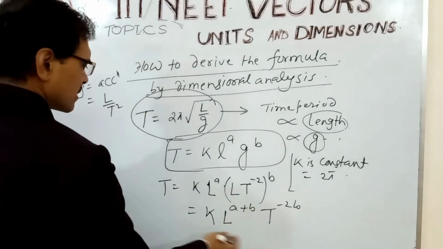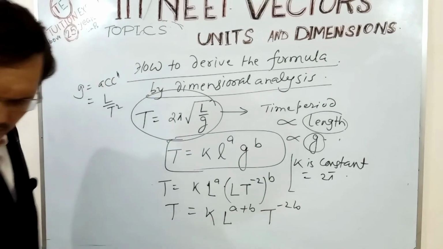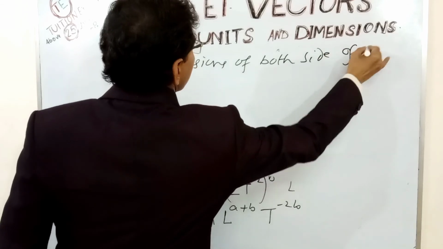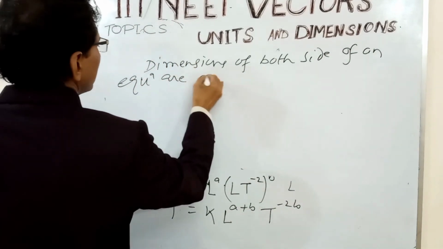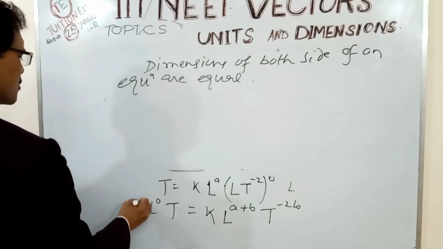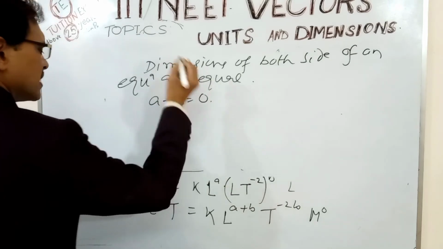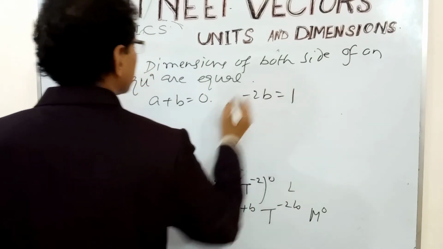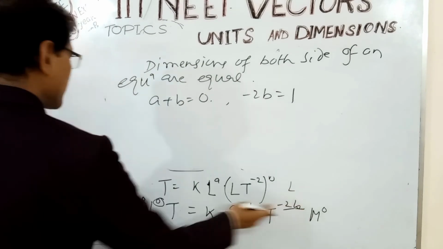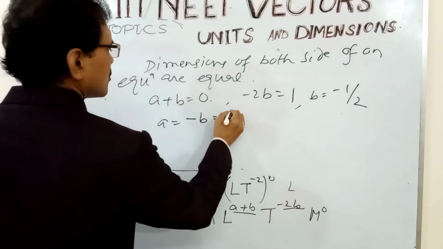Okay. So we know the dimensions of both sides of an equation are equal. Here L is 0 and M is also 0. So A plus B should be equal to 0, and minus 2B equal to 1, since the power of T is 1. So from this we get A equal to minus B, which is equal to half.